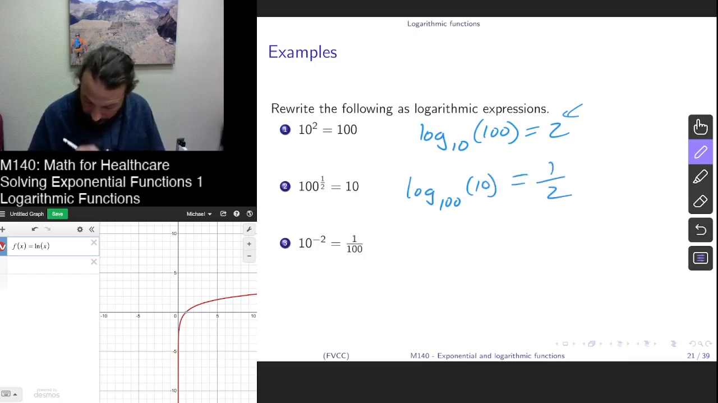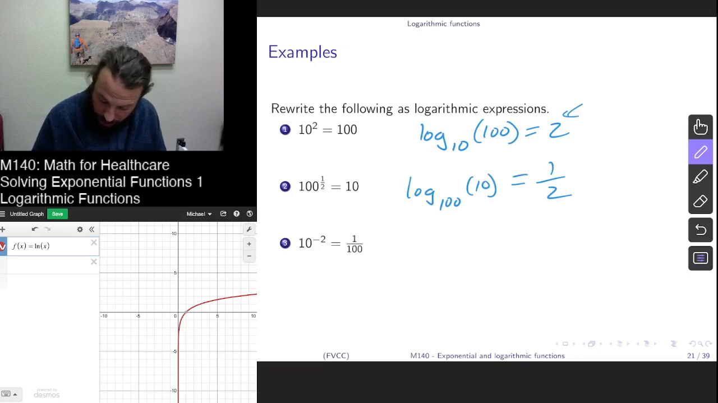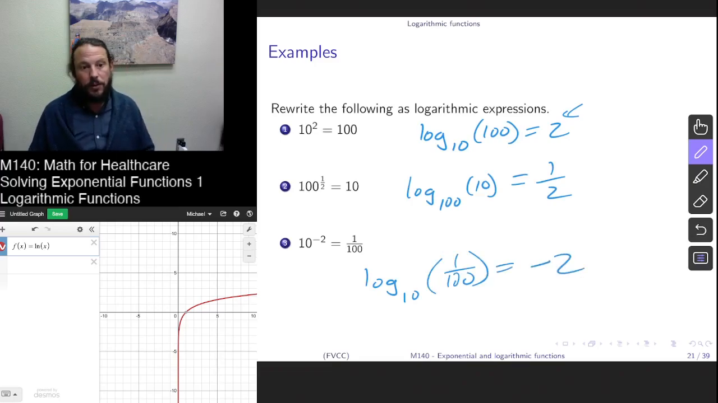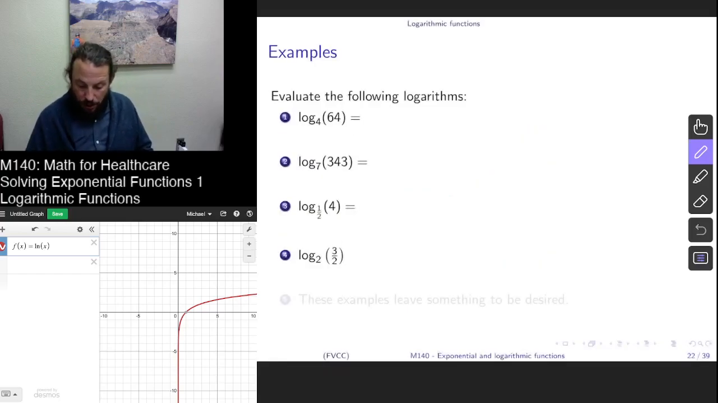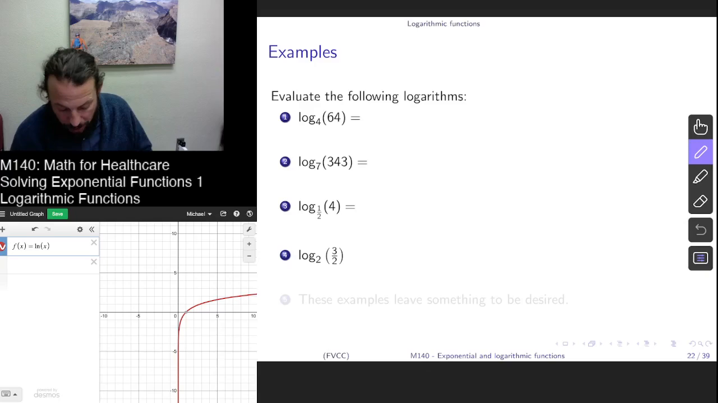Lastly, we still have a base. Now we have a base of 10. We say log base 10 of 1 over 100 equals negative 2. Right? Now, how about the other way?